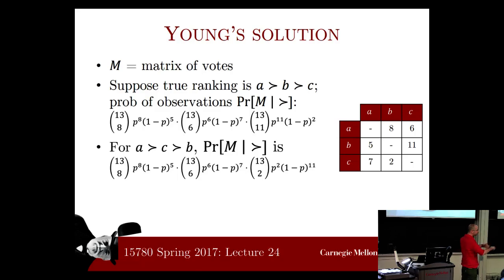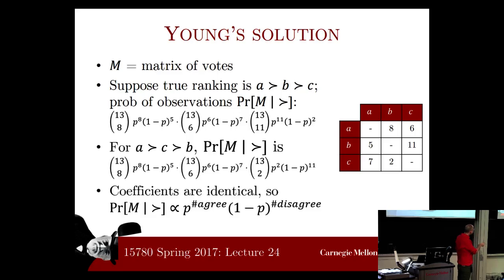And this other thing is, again, the same binomial coefficients times p to the power of 8 plus 6 plus 2 times 1 minus p to the power of 5 plus 7 plus 11. Notice that these numbers sum up to the same thing. The only difference is what's the power of p and what's the power of 1 minus p. When I moved from here to here, the power of p decreased by 9, and the power of 1 minus p increased by 9. But because p is greater than 1/2, that led to a smaller probability. So this probability is going to be higher than this one because p is greater than 1/2. We have faith in our voters, and we think they get these pairwise comparisons correctly with probability more than 1/2.